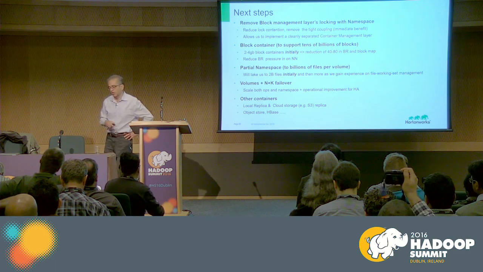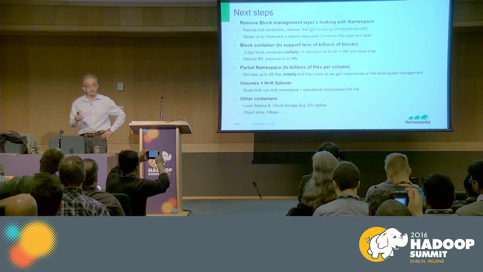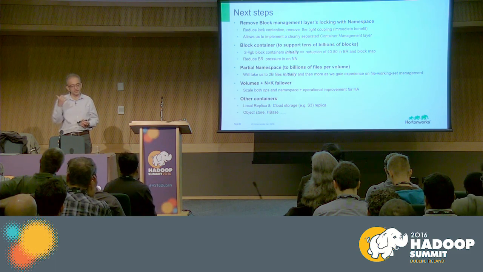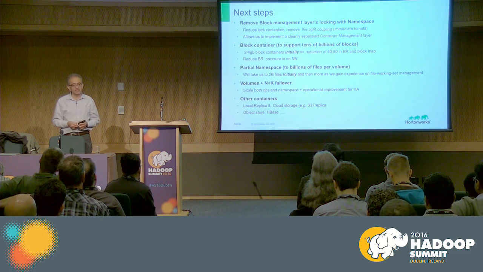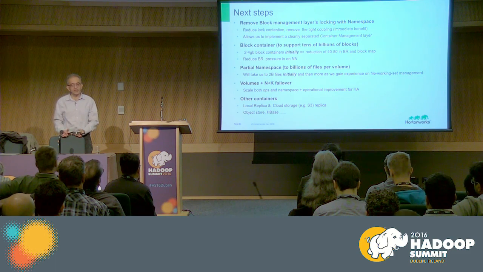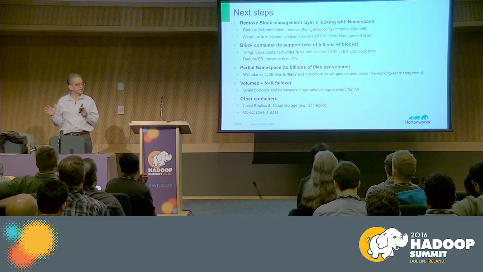So the next steps overall in this evolution is to remove the block management layer locking, because it has some really tricky locking with the namespace. In the short term, of course, it'll reduce the lock contention and will actually be of immediate benefit. But as we remove the tight coupling, it allows us to implement a cleanly separated block container management layer.